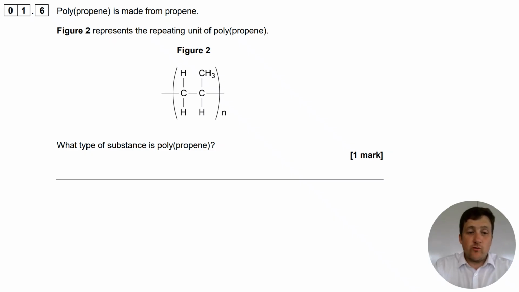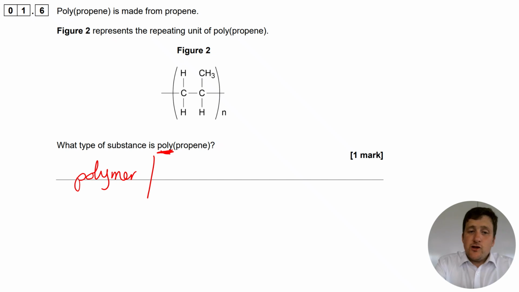Polypropene is made from propene. What type of substance is polypropene? Well, the poly tells us everything. We could actually say it's 2 different things, though. There's 2 different answers for this. Poly tells me it's a polymer, straight away.